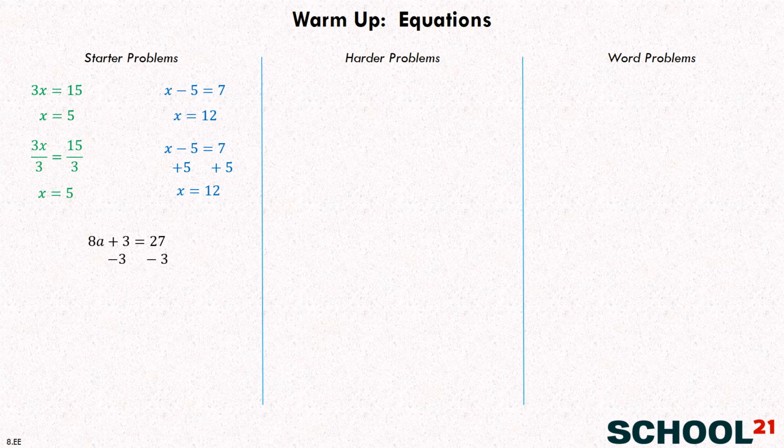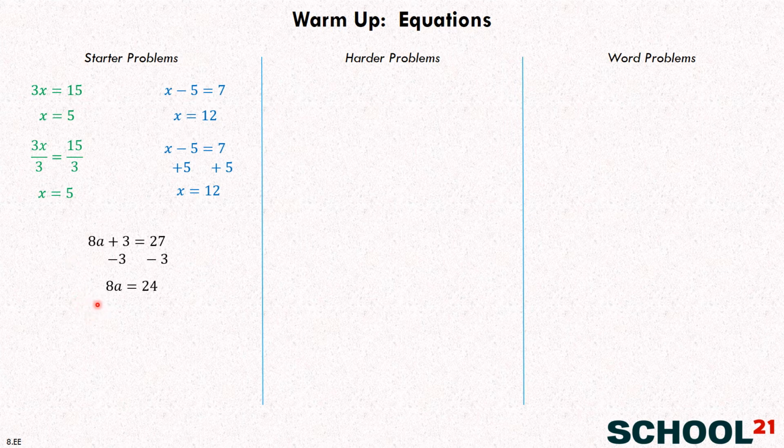And what's then on the left-hand side, you have 8a plus 3 minus 3. So what's left on the left side? 8a, right? And then on the right side, you have 27 minus 3. What's that? 24. Okay, so let's write that. So now we're down to 8a equals 24. So this was a good decision to subtract the 3 first, because now we're down to something pretty simple.